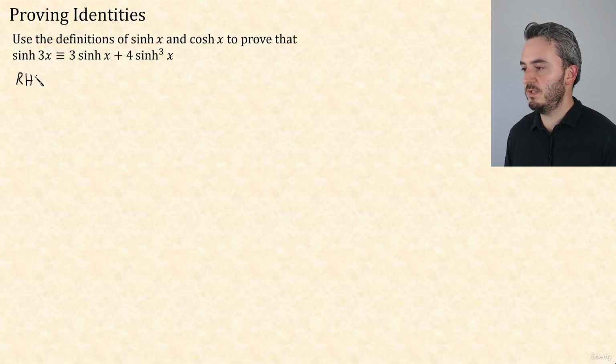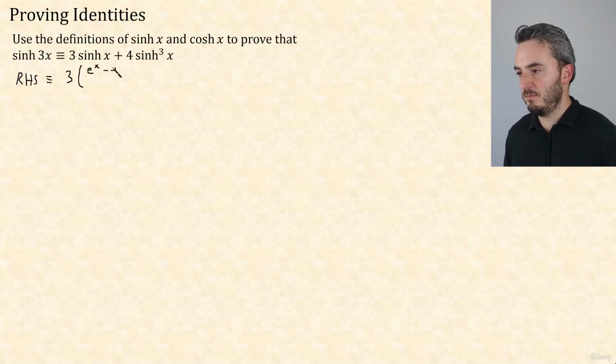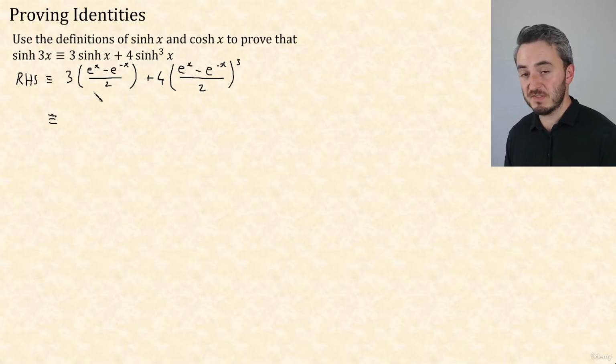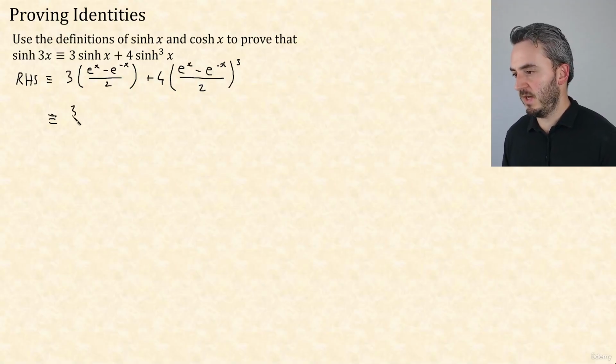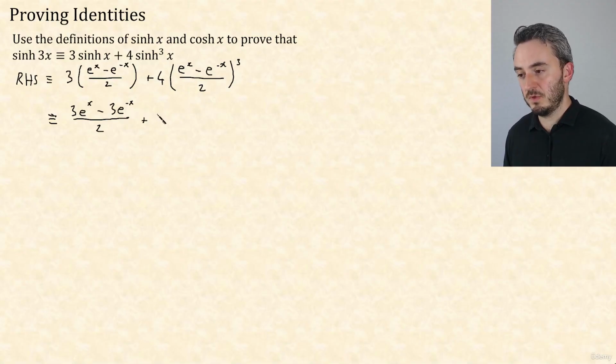So the right hand side is 3 sinh x, that's 3 times e to the x minus e to the minus x over 2, plus 4 times, and this is going to be the hard bit, isn't it? e to the x minus e to the minus x over 2 cubed. All right. I guess I'll just leave this one as it is. Let's see where this is heading. Yeah, I guess I'll expand it. 3e to the x minus 3e to the minus x over 2 plus 4 times, now let's expand this.